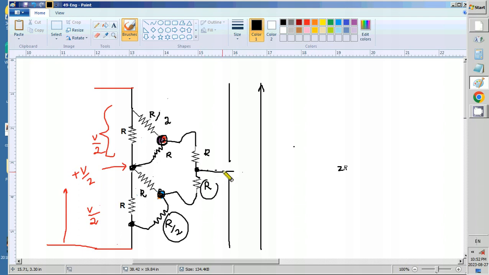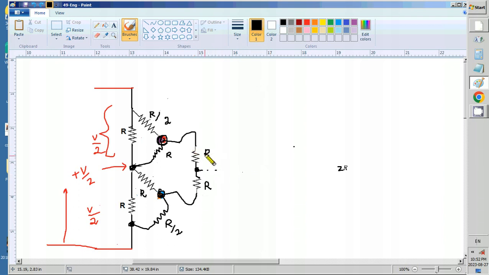You meet this place now. Again you have to go upwards, R and half R. Half R and R, then R and half R, same. So therefore we created the half volt, half V point like this, using that trick. Now we can solve this easily.